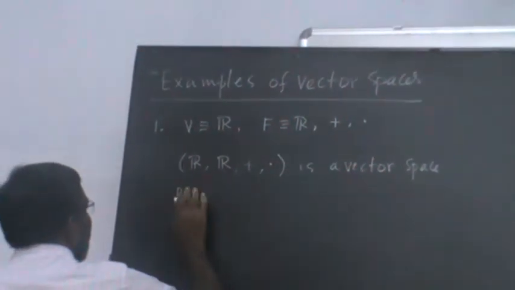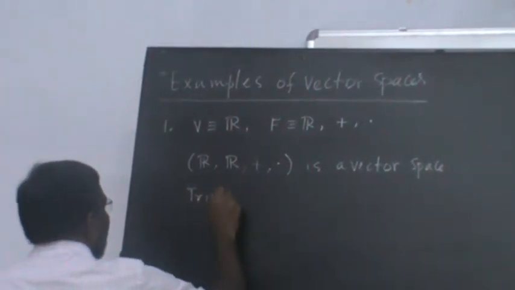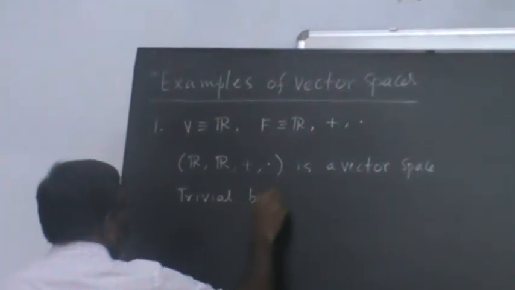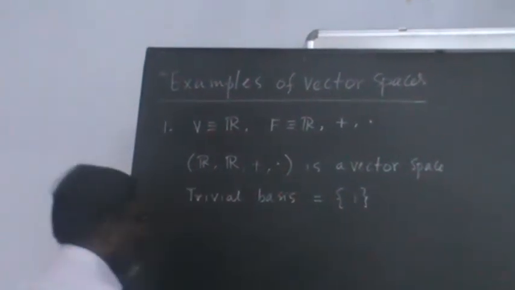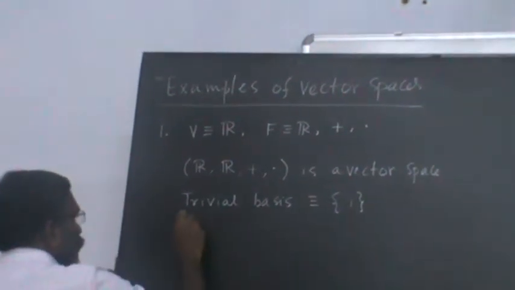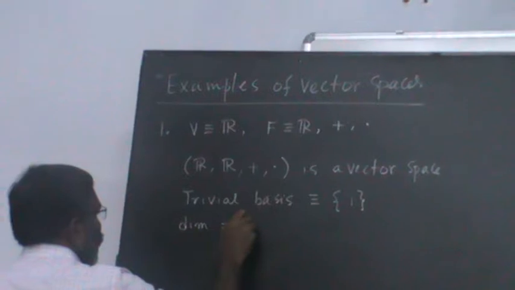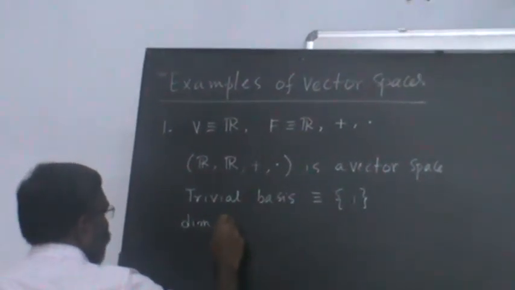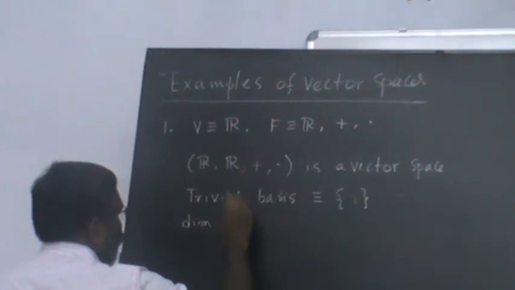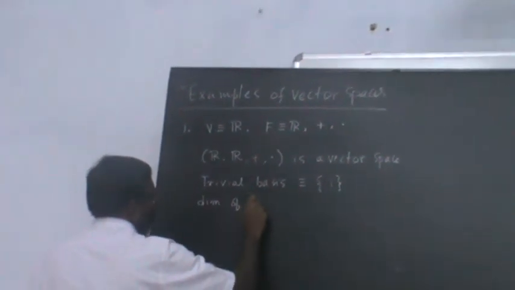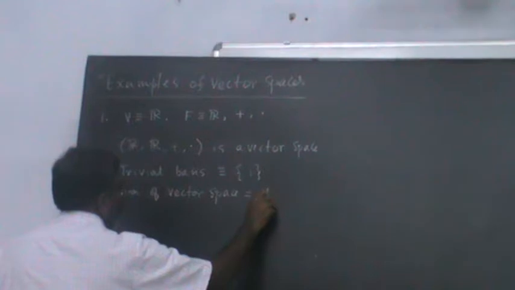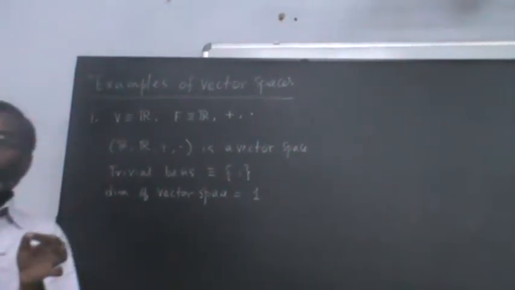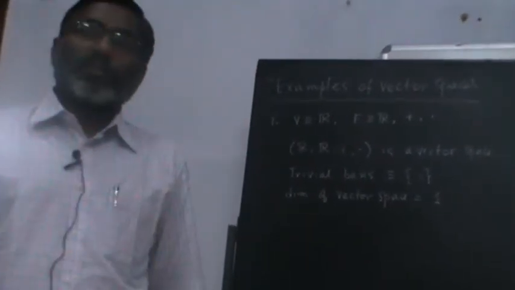The basis is the trivial basis, a single element, and the dimension is equal to 1. Why is it equal to 1? Because we can write only one vector. Any other vector will be linearly dependent on that. So there is only one vector that we can write in a linearly independent set. So it is 1.